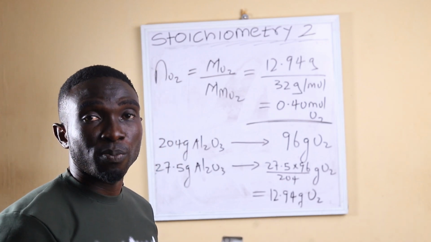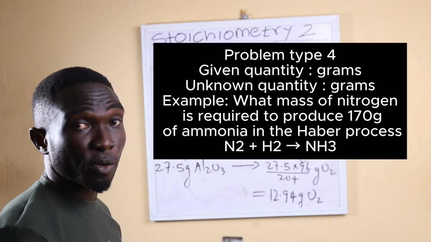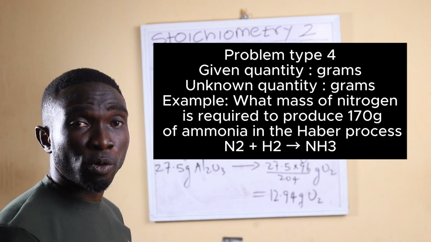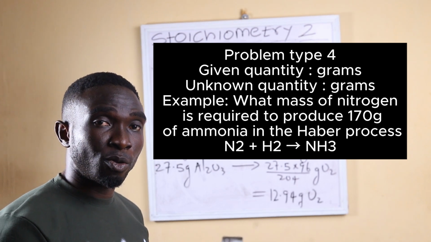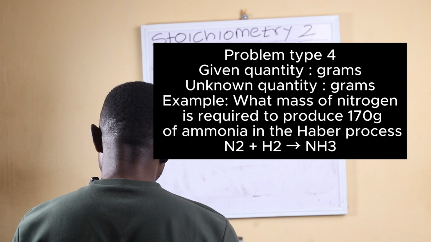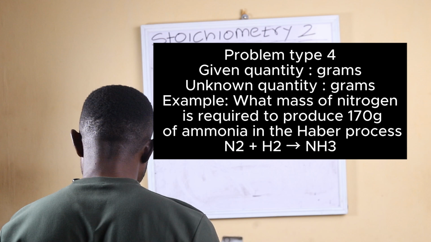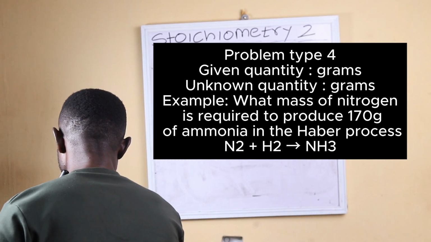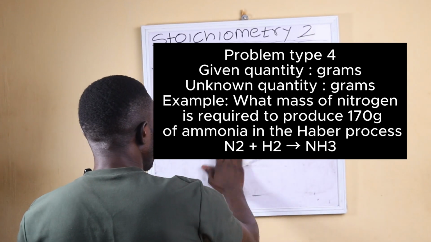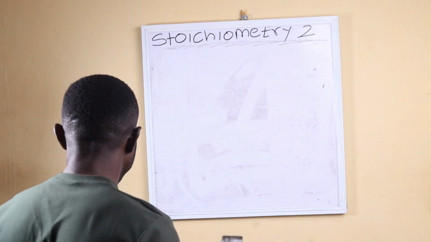So let's now go over to problem type number 4. Now, for problem type number 4, as you can see on the screen, it talks about given quantity in grams and the unknown quantity also in grams. Let's consider the very first. What mass of nitrogen is required to produce 170 grams of ammonia in the Haber process?